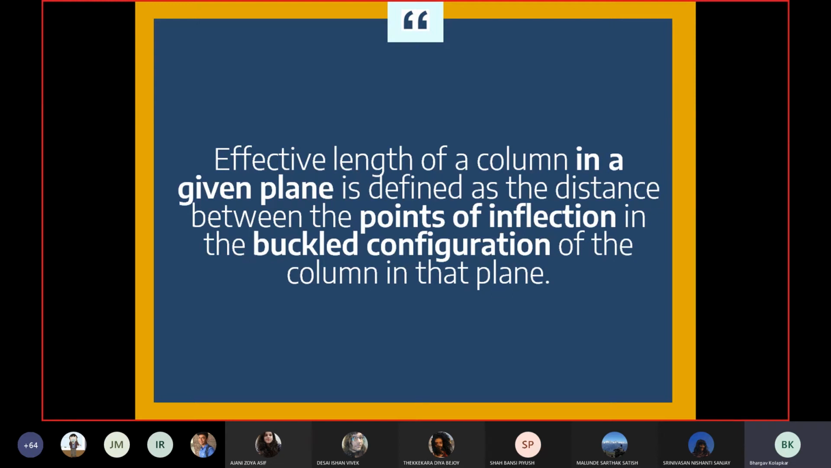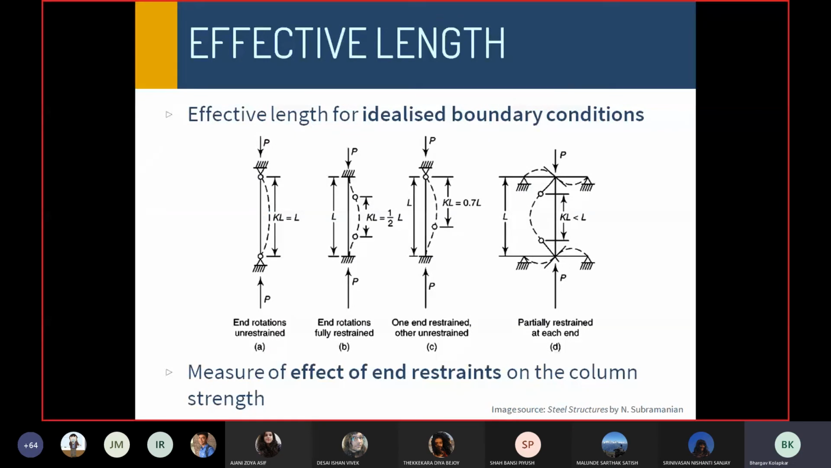The effective length of a column in a given plane is defined as the distance between points of inflection or points of zero moment in the buckle configuration of the column in that plane. Simple. If you just look at the buckle shape of the column, the effective length is a measure of the distance between the points of inflection or the points of zero bending moment. We have understood this with sketches in Theory of Structures 5, therefore I'm not going to get into it.